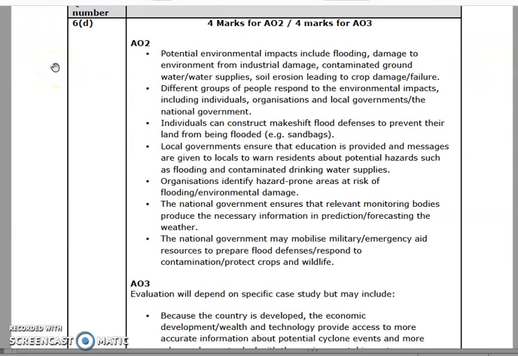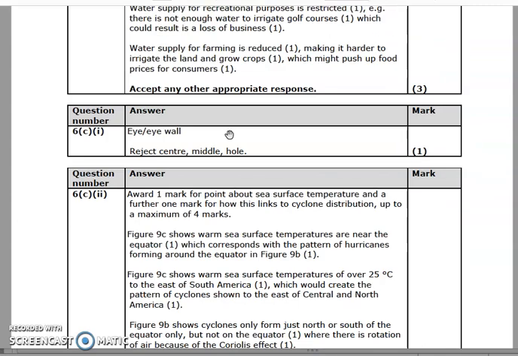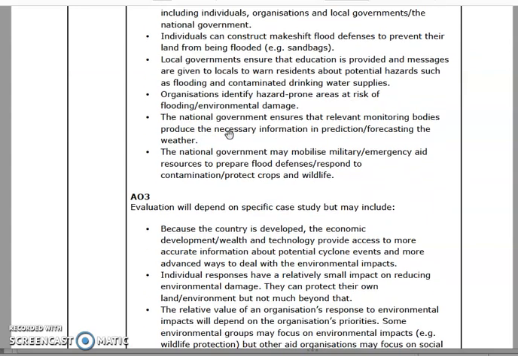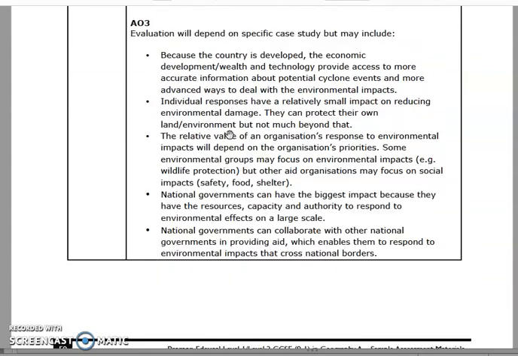Okay, so you've had a go and you had some help from the slide that I put up showing how you could set it out, but let's look at the mark scheme, and what we can see is a whole range of different ideas that you could have put here. So what were the potential impacts? Flooding, damage to the environment from an industry, from contaminated ground or soil erosion, or damage to trees that have been blown down. This idea that there are different groups of people and what those different groups can do, from individuals, governments, organisations. But also notice that it is really important to look at the evaluation of it.